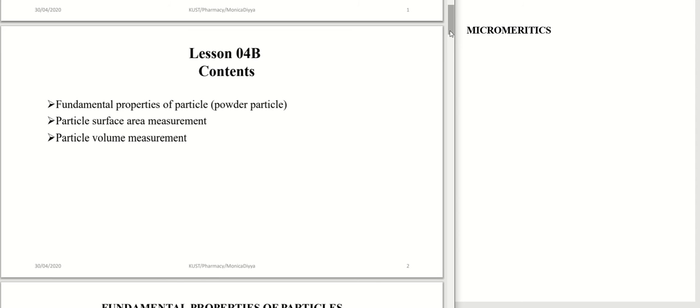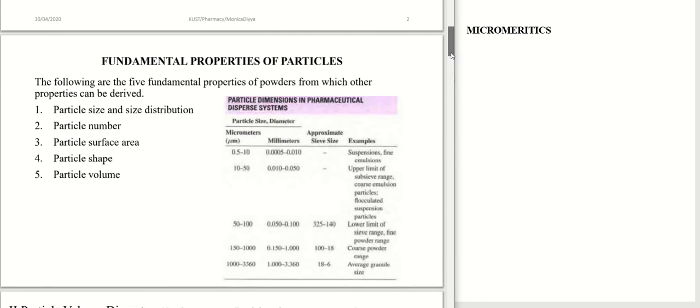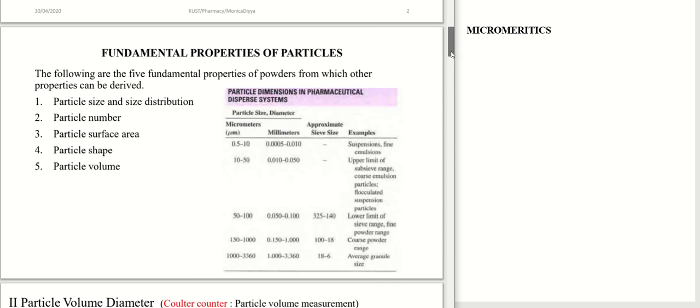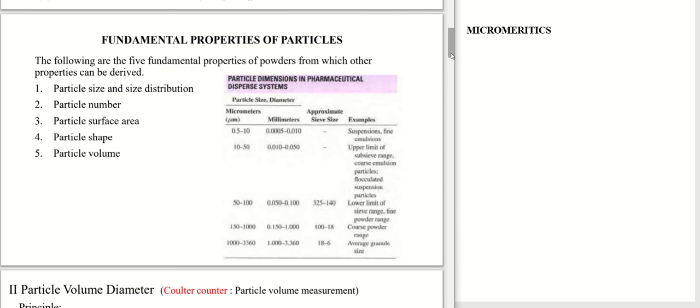This video explains how particle volume and particle surface area can be measured. Now, let's get into the details. The fundamental properties of particles include particle size and distribution, particle number, particle surface area, particle shape, and particle volume. In this lecture, we will be discussing particle surface area and particle volume measurement.